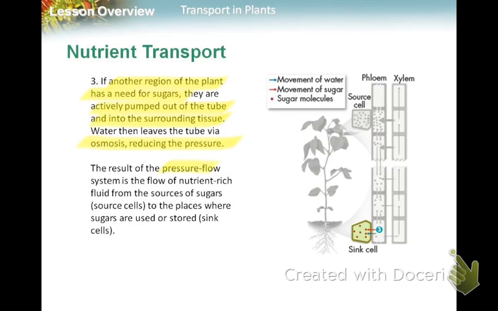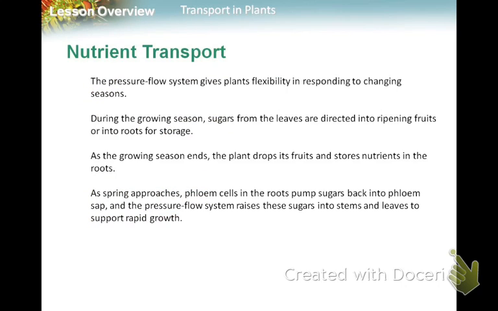So what we see with the pressure flow system is flow of nutrient-rich fluid from the sources of sugars, which are in the leaves, to places where sugars are used or stored, which are the sink cells in the roots and in the stems. This gives plants flexibility to respond to seasons. In the growing season, sugars from the leaves are directed into ripening fruits or into roots for storage. When the growing season ends, the plant drops its fruit and stores nutrients in the roots only. When spring is coming, phloem cells in the roots pump sugars back into phloem sap and raise the sugars into stems and leaves to support rapid growth.